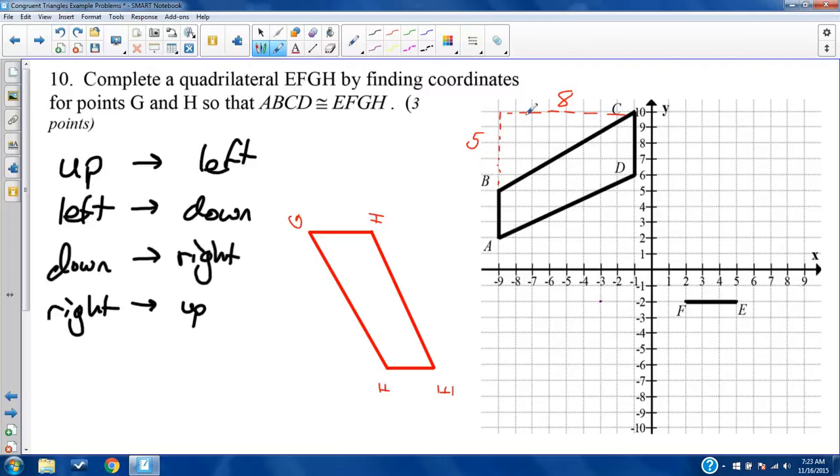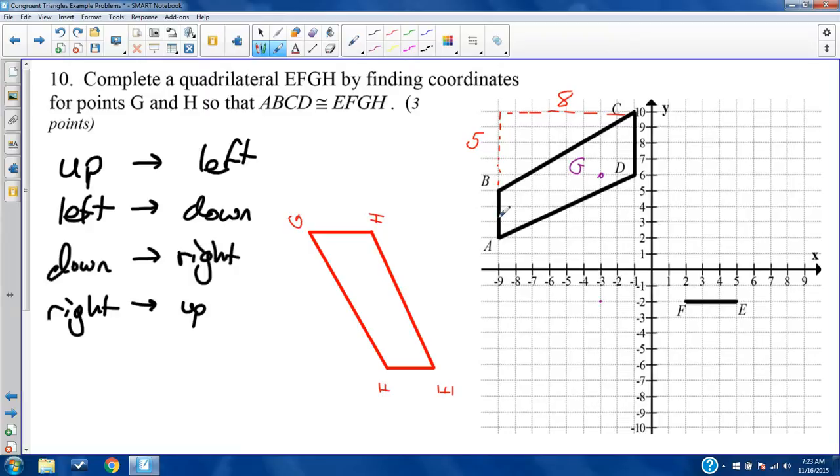Instead of going right 8, I will be going up 8. 1, 2, 3, 4, 5, 6, 7, 8. And here is where point G exists. After that rotation of 90 degrees, that's how much everything transformed. Okay? Hope that kind of makes sense.